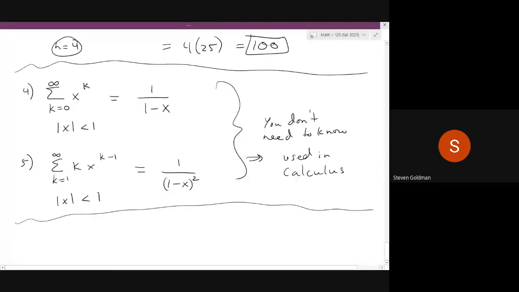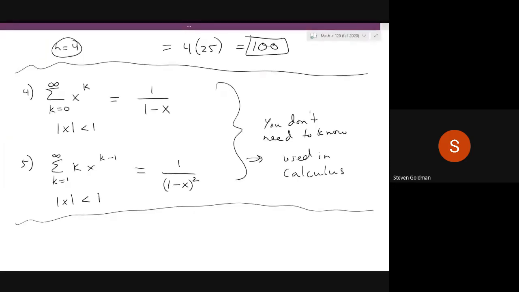The first three are also used in calculus. If you've taken 142 or 151, you will have seen the first three before. When you do the definition of the integral as the limit of a Riemann sum, you'll have seen that.